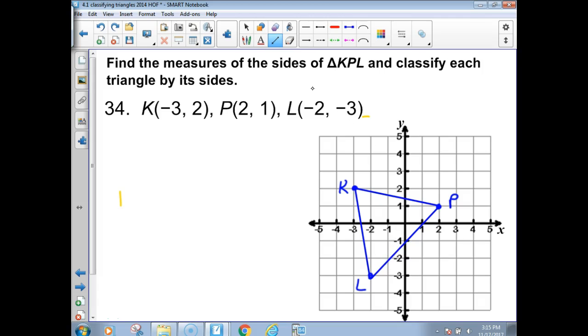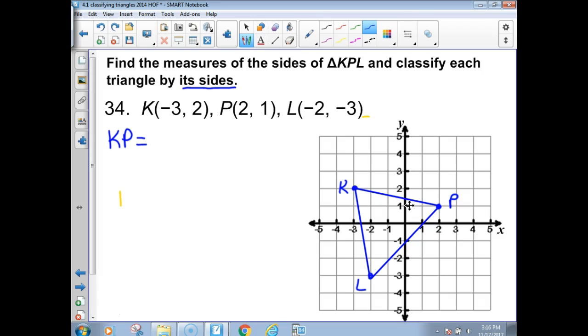Okay, I've got a triangle. I have been asked to figure out what kind of triangle it is by its sides. So that would make me need to know how long the sides are. How can we figure out how long the sides are? So I need to know the distance from K to P. You heard the word distance. So what does that mean? I can't just go 1, 2, 3 like that. I don't know. So we do the distance formula.